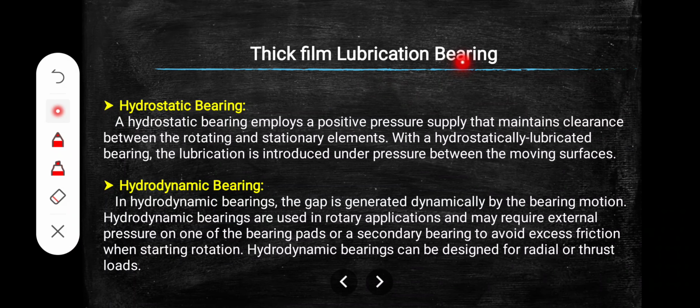Thick film lubrication bearing, as the name suggests. In thick film lubrication bearing, both the mating parts, the rotating or moving parts and the static parts, are separated by a thick film of lubrication, maybe hydraulic oil or lubrication oil, such as grade 220 or grade 68. With all this lubrication oil, the different static and moving parts are separated. Hydrostatic bearings employ a positive pressure supply that maintains a clearance between the rotating and stationary element.